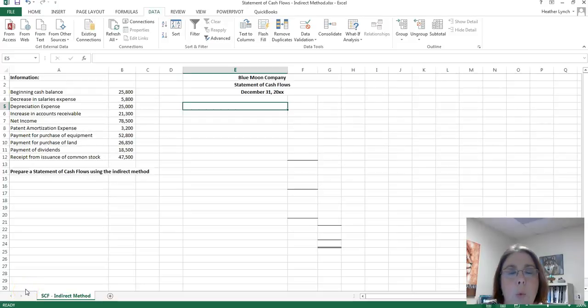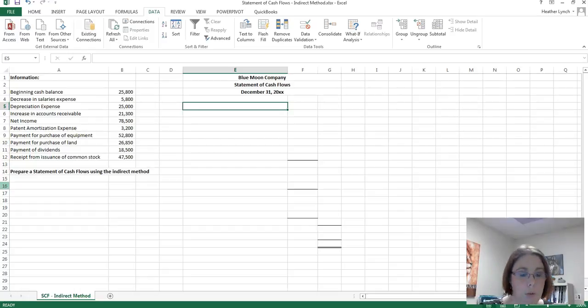Hello group, we are going to do the statement of cash flows, indirect method. I just want to show you a quick example because we have a video on the direct method, but I just want to do a simplified version of the indirect. So I have all this information, my beginning balances and anything that is affected by the statement of cash flows. This is for Blue Moon Company, and like I said, we're doing the indirect.